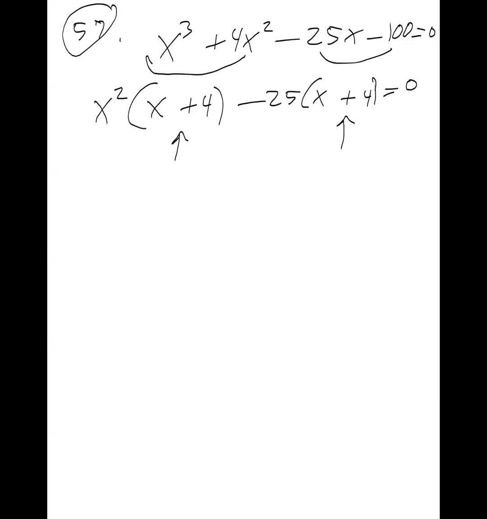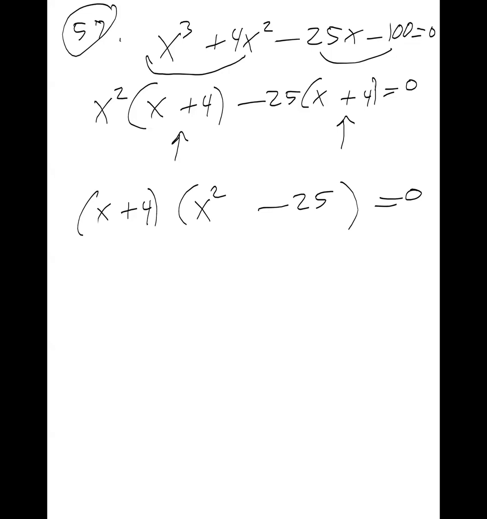So x plus 4 and x plus 4, they're the same, so they're called common factors. I need to take one of them out, so I'll just take the first one out. And then when you take it out, you put the rest of it in parentheses. If you take out the x plus 4 from the x squared, you'd have only x squared left. If you take out the x plus 4 from the 25, you'd have only the -25 left. Like that.